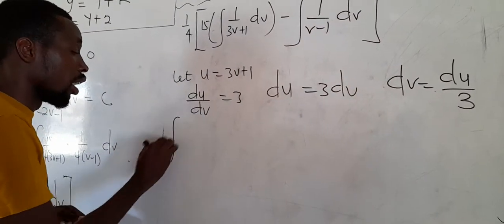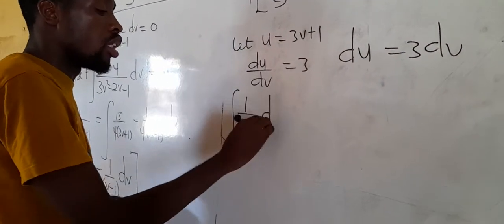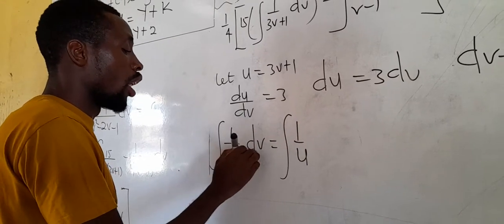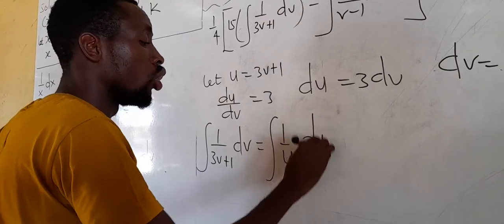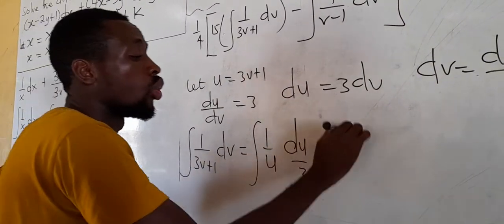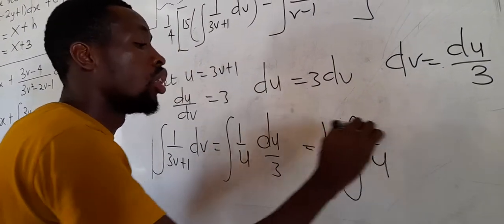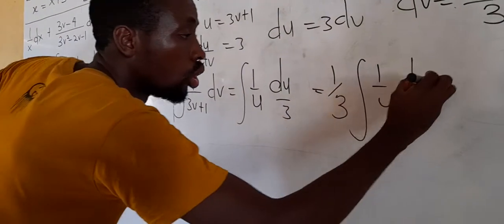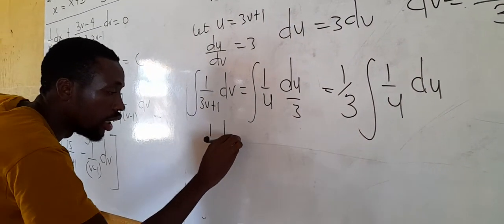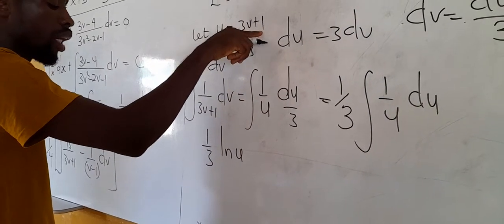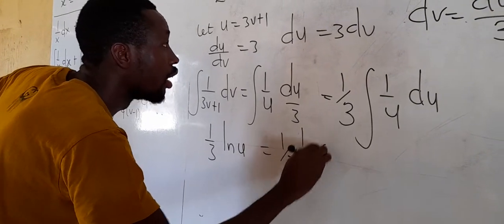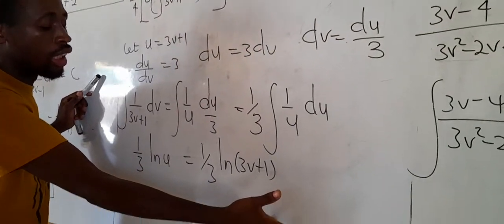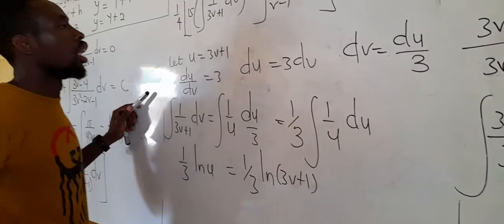Then we integrate. So the integral of 1 over 3V plus 1 dV will be equal to the integral of 1 over u, remember, and our dV is just du over 3. Remember this is 1 over 3, so we can bring it out. The integral of 1 over u du. And what's the integral of 1 over u du? That will be ln u. So we have 1 out of 3 ln u. And what is our u? Our u is 3V plus 1. So this will be 1 out of 3 ln 3V plus 1. So the integral of this is this, and the integral of this is ln V minus 1. So we just substitute to get our integral there.